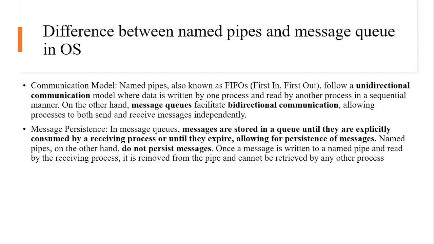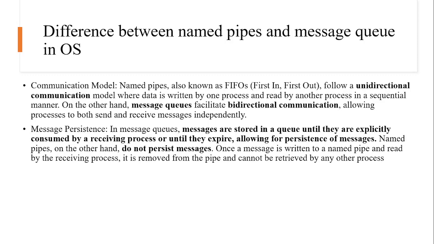So we saw in the FIFO part that the data was being implemented in a sequential manner. On the other hand, message queues facilitate bidirectional communication, allowing processes to both send and receive messages independently. Though we have not implemented the bidirectional part, the advantage is you can implement it using the bidirectional mode also. Then message persistence, this is important. In the case of FIFO, in named pipes, we cannot store our messages, so that is one of the disadvantages there.